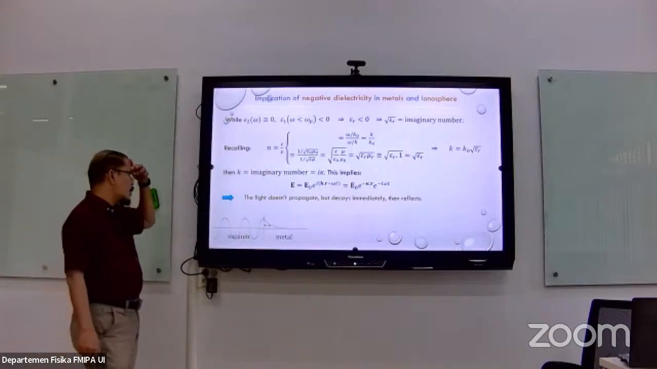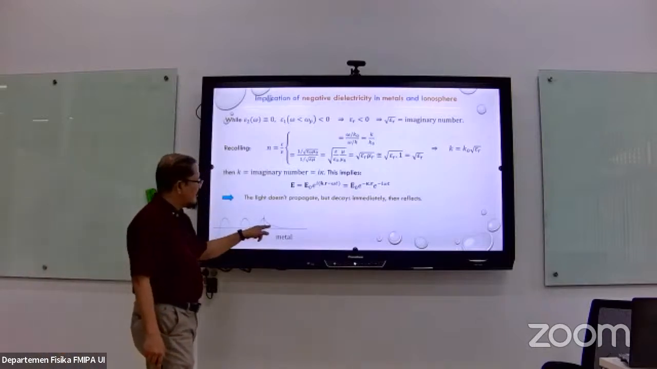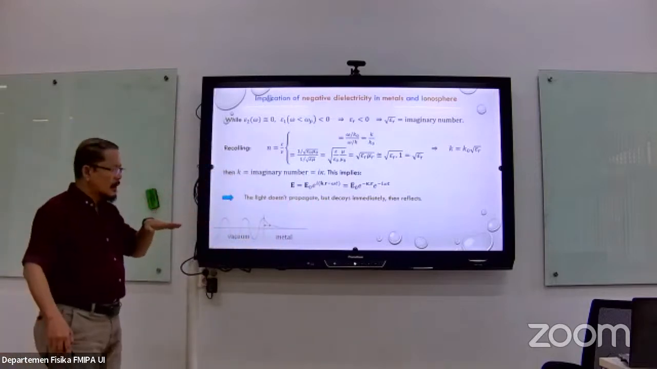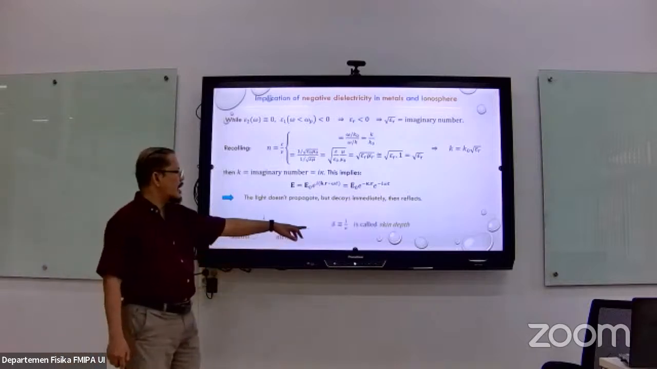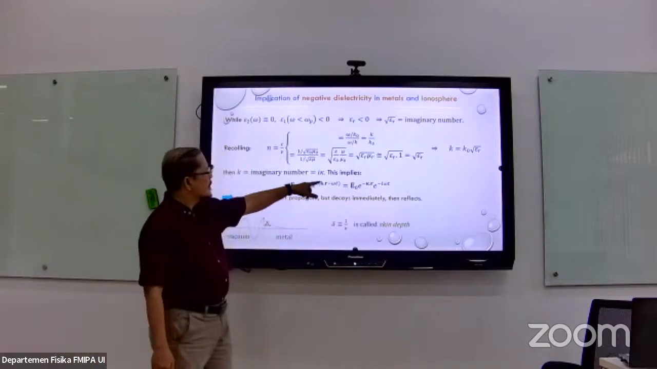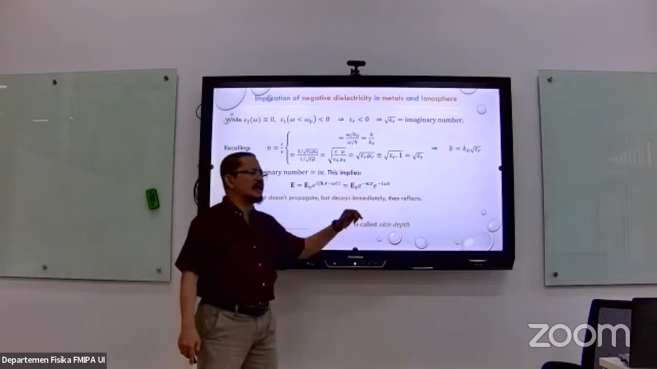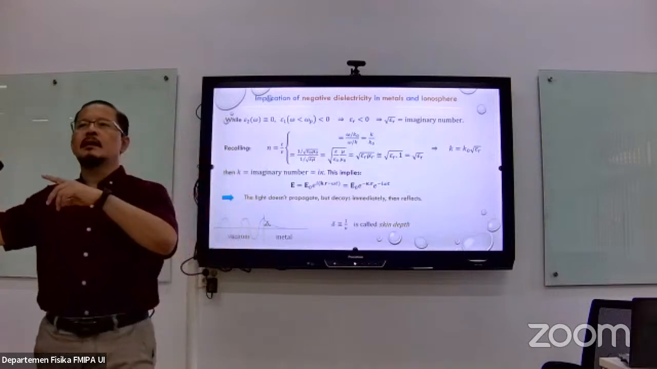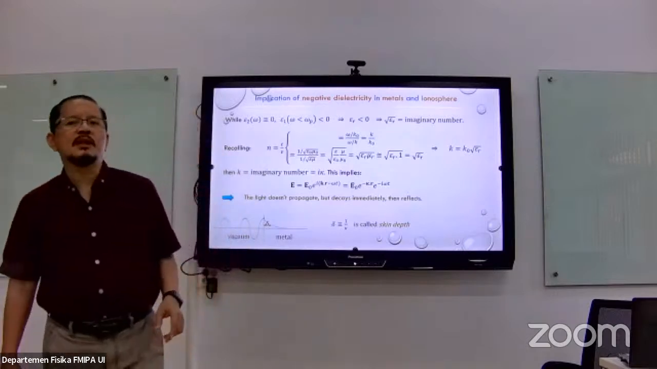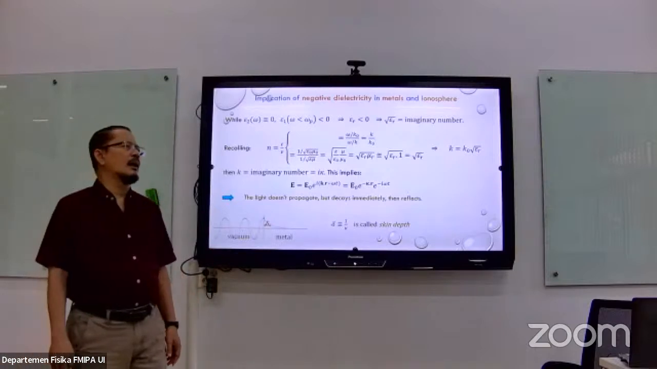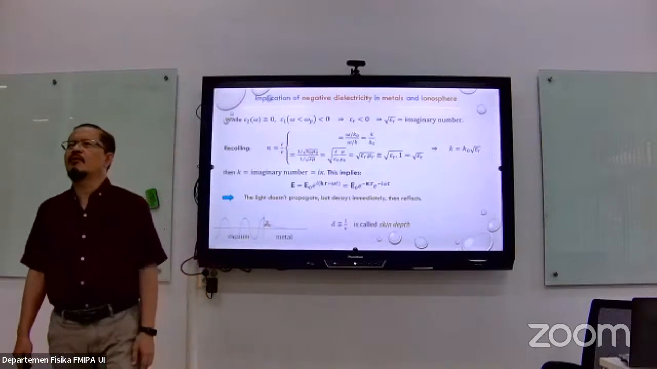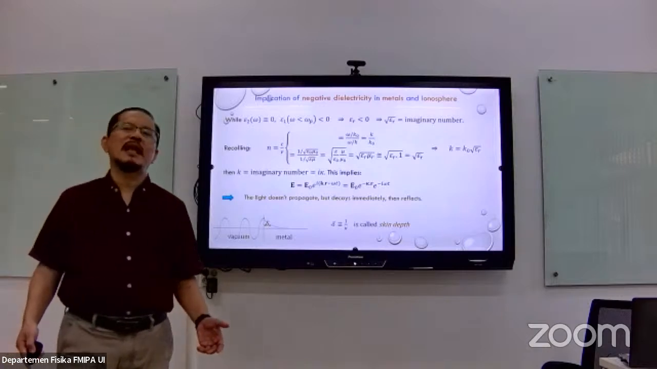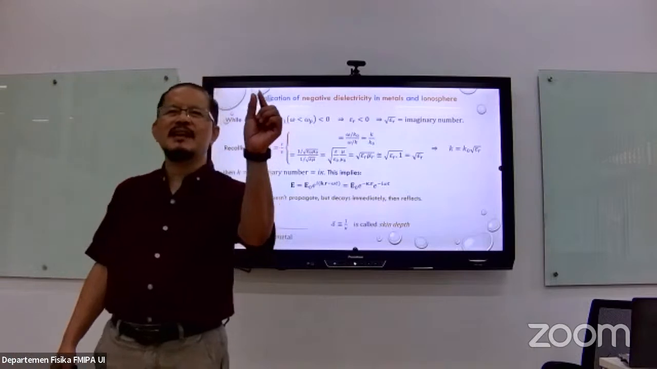This quantity, the depth of how deep the light can go in, can be defined as 1 over this kappa, and this is called skin depth. Skin depth is how deep the light can actually go into the metal, which is typically of the order of perhaps a few hundreds of nanometers, which is very, very thin, right?